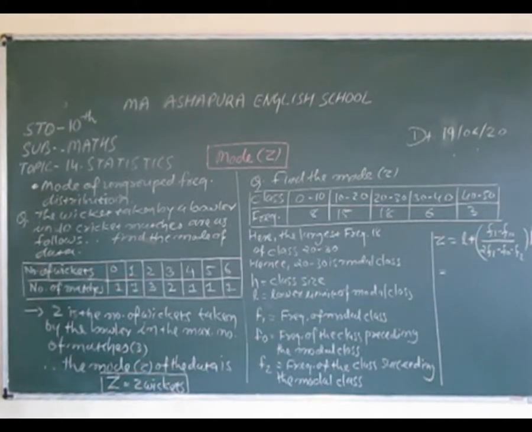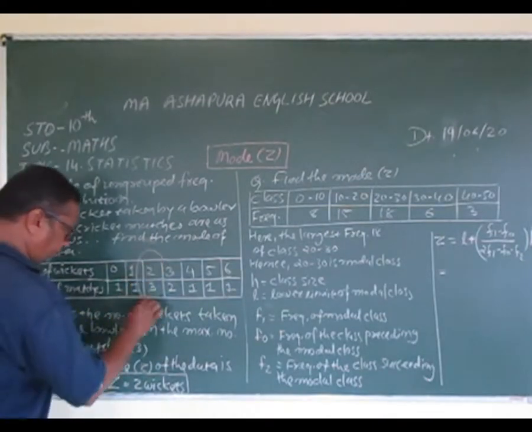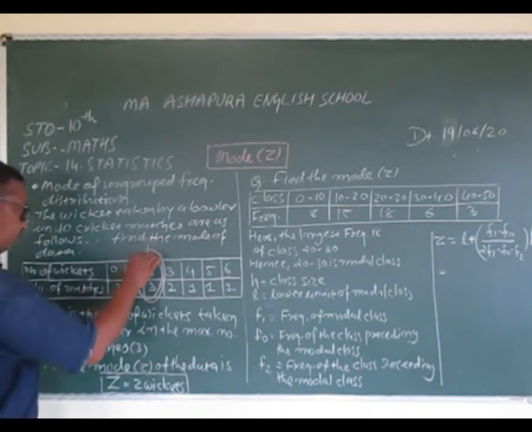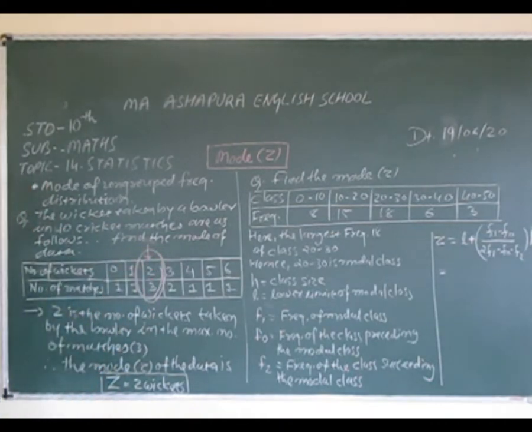Now we find the mode. Look here, 2 is the number of wickets taken by the bowler in the maximum number of matches. Here, the maximum number of matches is 3. Therefore, the mode of the data, Z, is equal to 2 wickets. That is our answer.